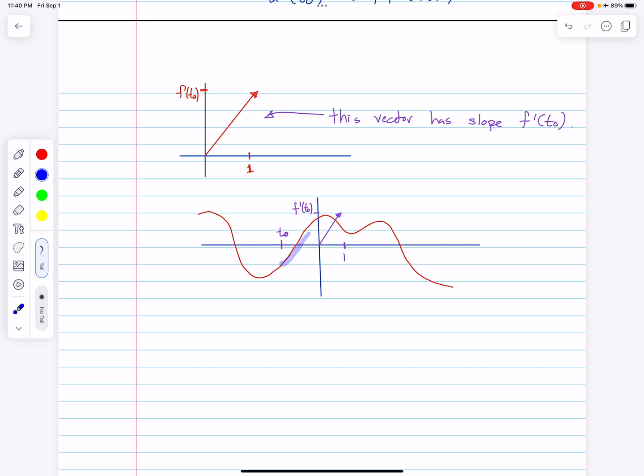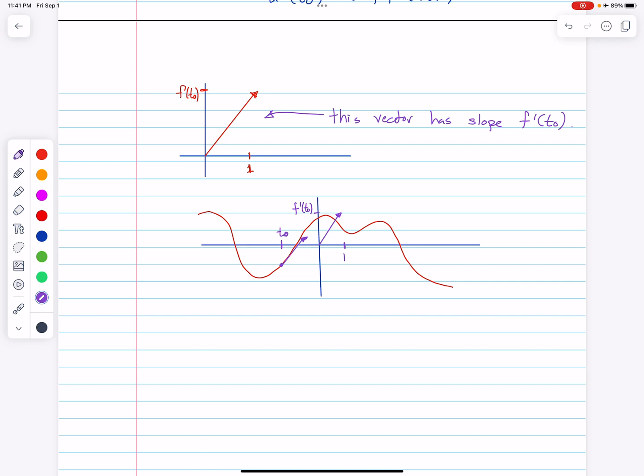Okay, so if we took this purple vector and we translated it, the idea is that this purple vector should be the tangent vector to the curve at that point. And I don't know that I've drawn it perfectly, but you get the idea, right?